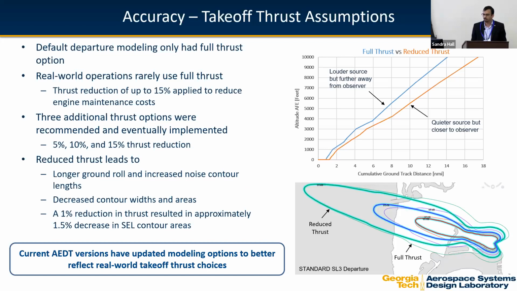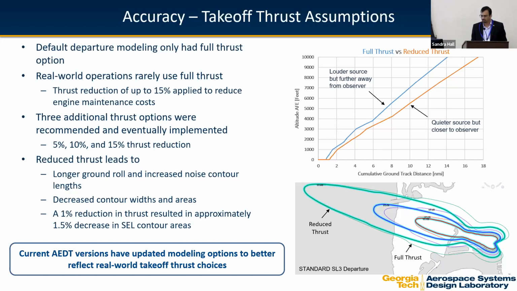And here we can see what the impact of those new options is. So on the top right, we're looking at trajectories, altitude versus ground track distance, full thrust versus the 15% reduced thrust. And as you can see, the trajectory is affected quite a bit. Your reduced thrust will be a lot closer to the ground. But of course, your engine is operating at a lower thrust, so your source noise is lower. So there's definitely competing effects there.